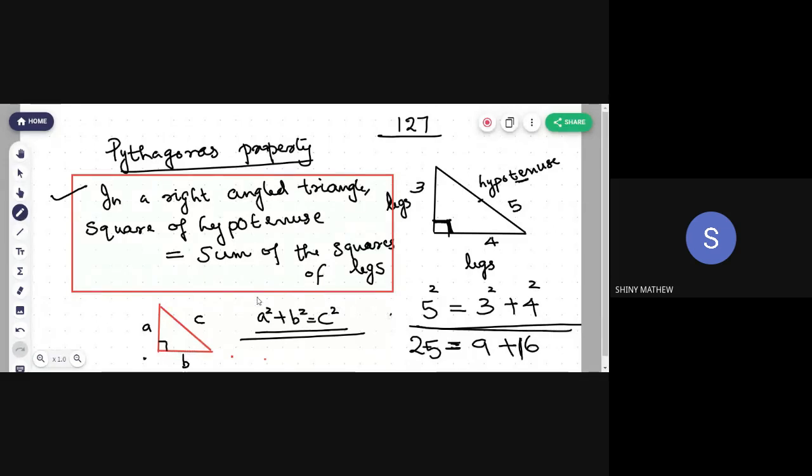In short, we can say a square plus b square is equal to c square, where c is the hypotenuse and a and b are the legs of that triangle. Now, if 3 measurements are given, we can check whether it is a right angle triangle or not. Otherwise, if 2 sides are given, we can find the third side by this property.